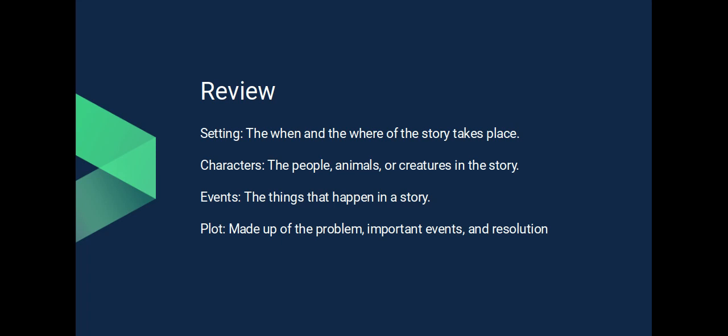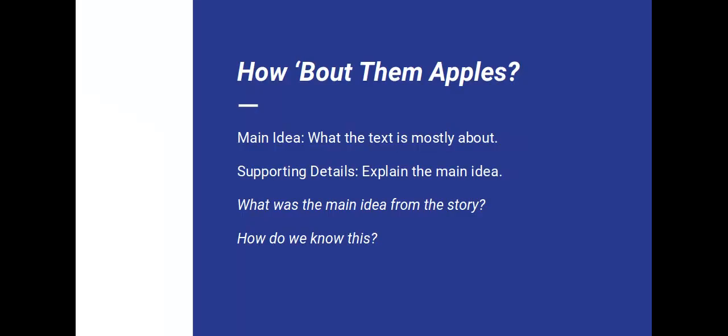Our characters, which can be either major or minor characters, are the people, animals, or creatures in the story. Events are what happens in a story, and the plot is made up of the problem, important events, and the resolution. So, moving forward, let's talk about the main idea and supporting details.